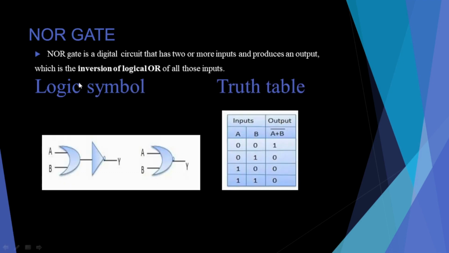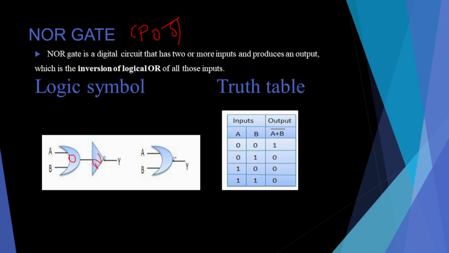So like NAND gate, the NOR gate is used to find the product of sum in Boolean function. So it is a combination of OR gate and NOT gate. So the logical symbol of the NOR gate is the OR gate with a bubble. And this is the output of the NOR gate.